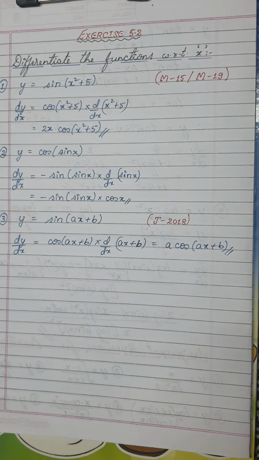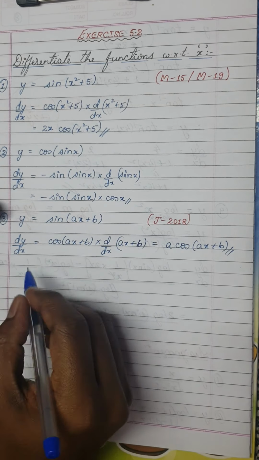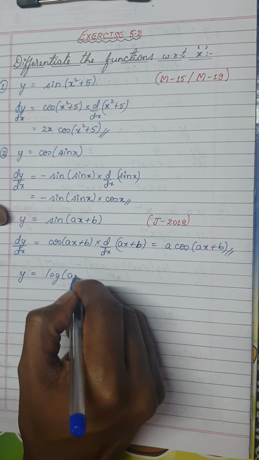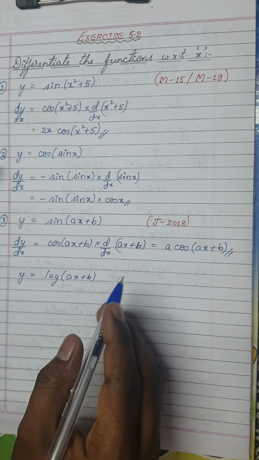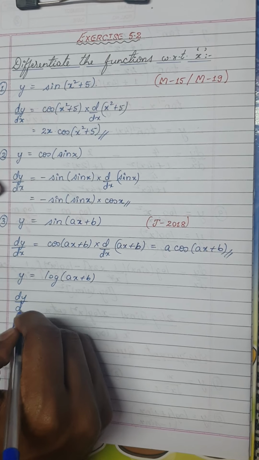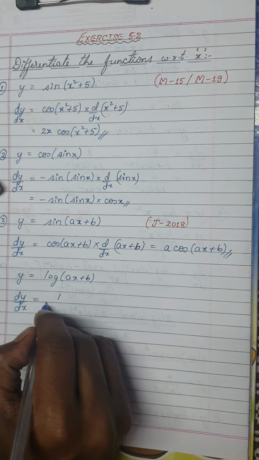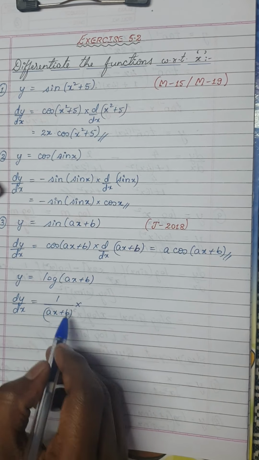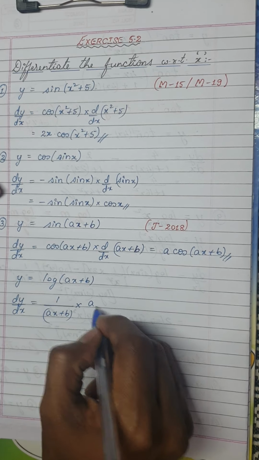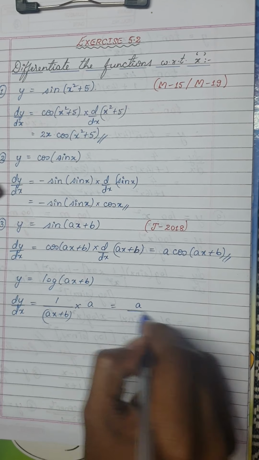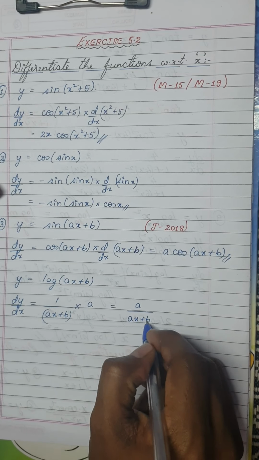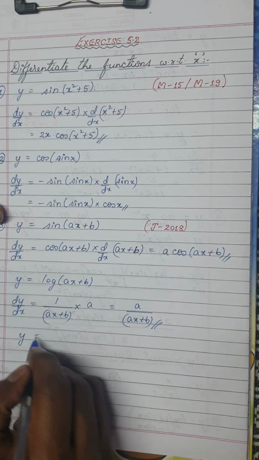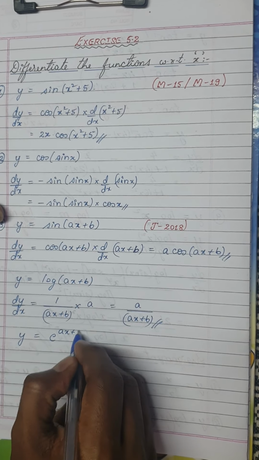If you have another function, like log of ax plus b, then dy by dx is log derivative, which is 1 by ax plus b, into derivative of ax plus b, which is a. So that is a divided by ax plus b. In case you have y is equal to e power ax plus b.